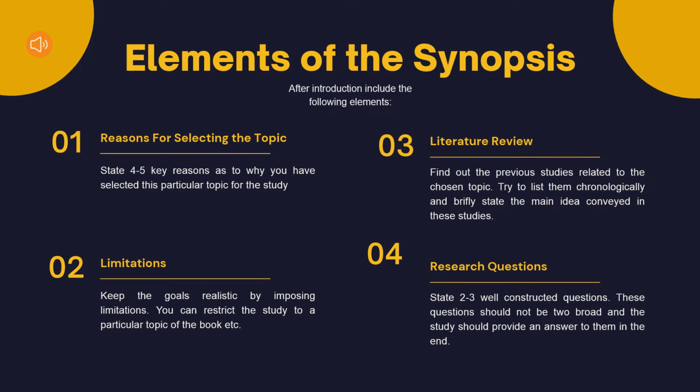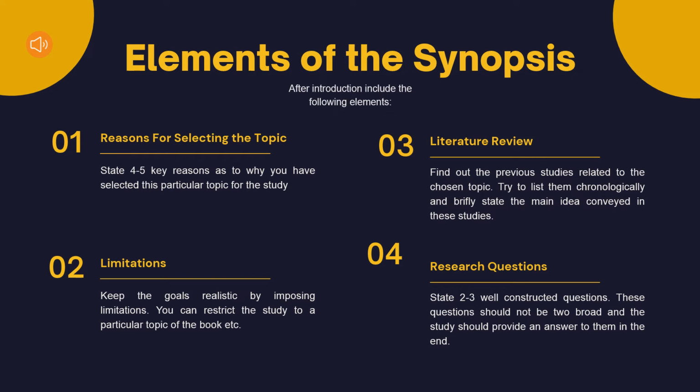After completing the introduction, start working on the 8 main aspects of the synopsis in a chronological order. Step number 1 is to provide the reasons for selecting the topic. You can write approximately 4 to 5 reasons in a clear and concise manner. Step number 2 is to highlight the limitations. Restrict the study to a particular language or a chapter of a book, etc.